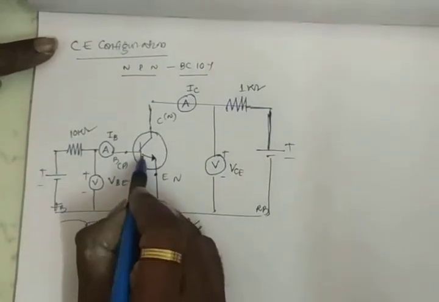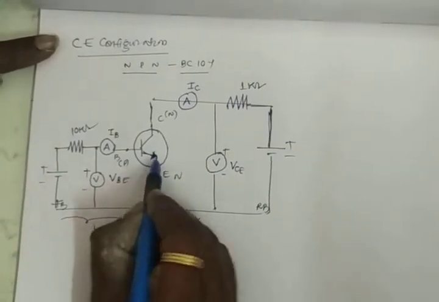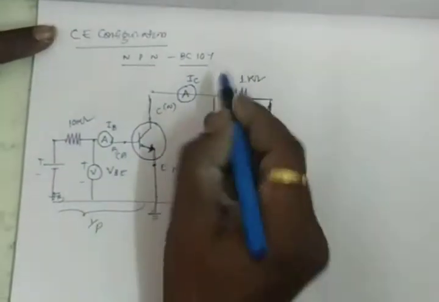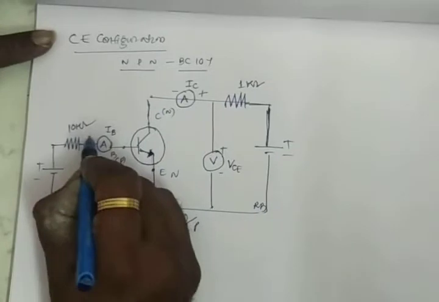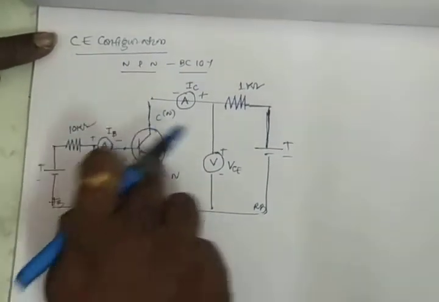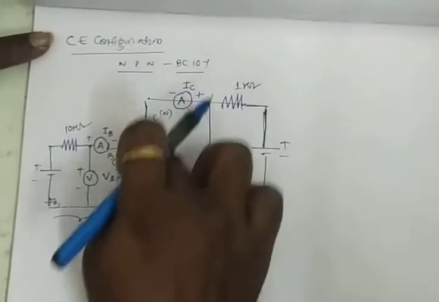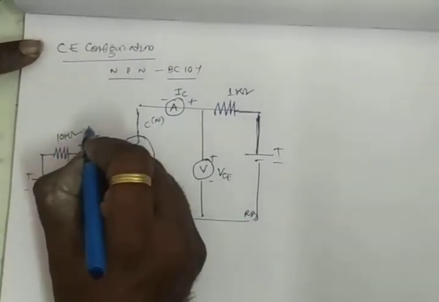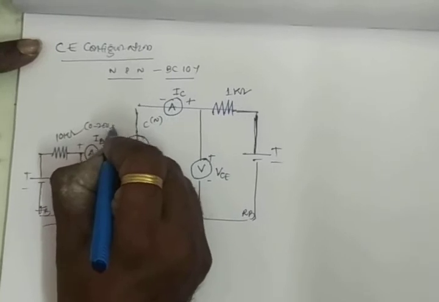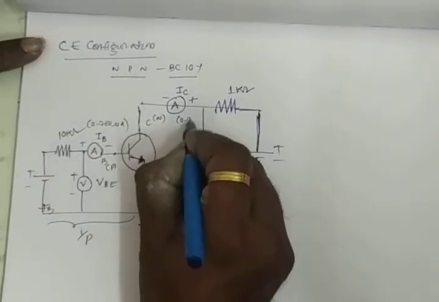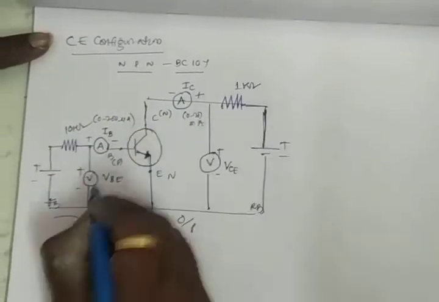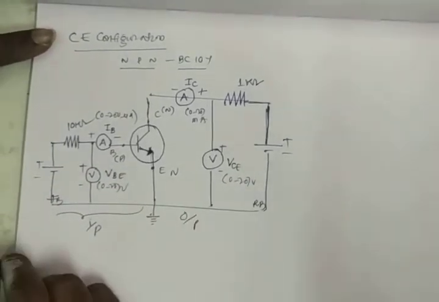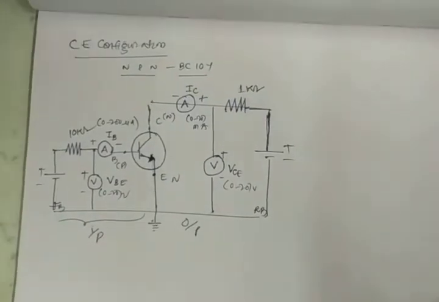So here, this is the direction of emitter current. So that current is flowing through the emitter. That is followed by plus minus and plus minus. The base current is flowing like this. Collector current is also flowing to the emitter only. So plus minus, plus minus. The range of this one is 0 to 200 microamps. This is 0 to 20 milliamps. This is about 0 to 20 volts, and this is also 0 to 20 volts. Right? Then I will make the connection.